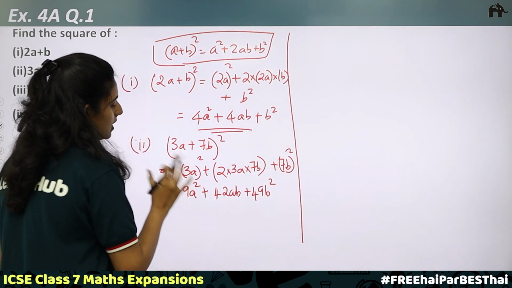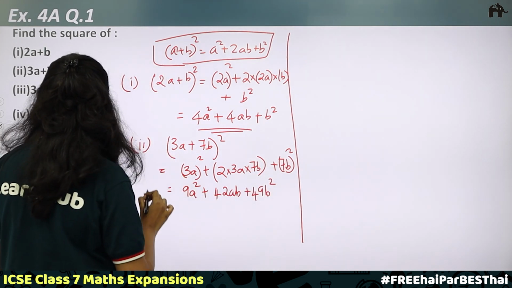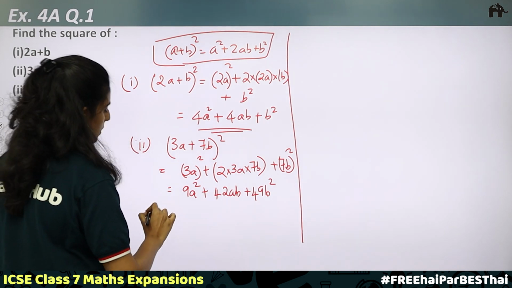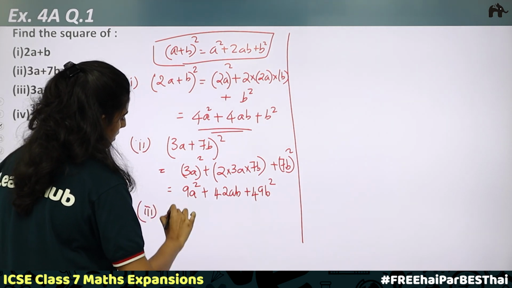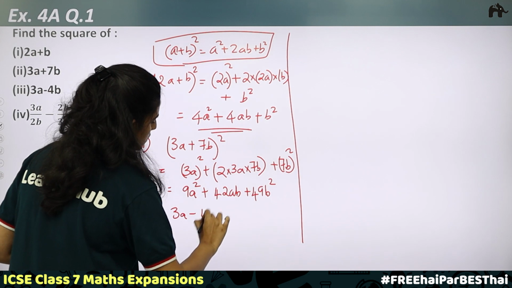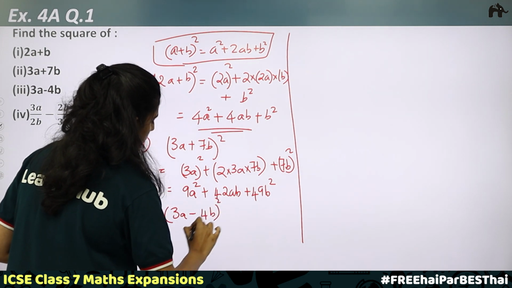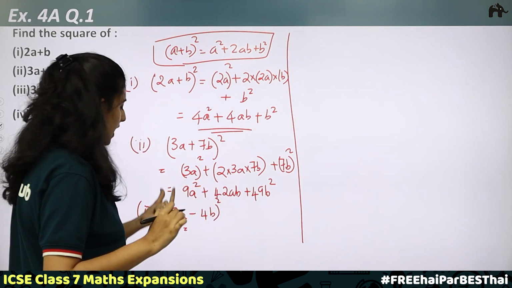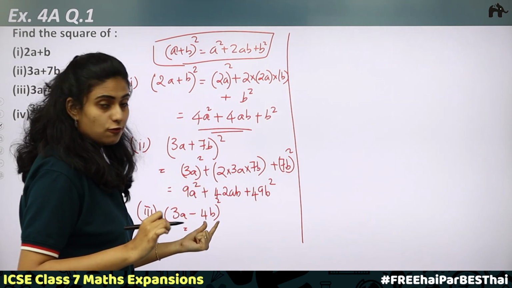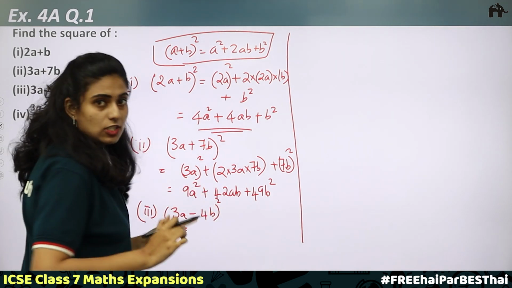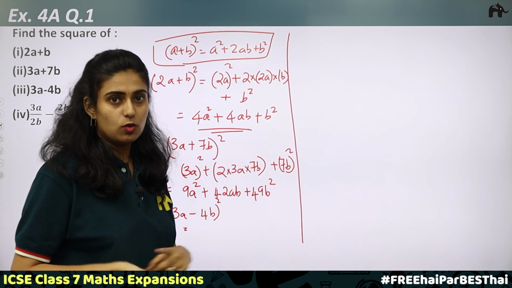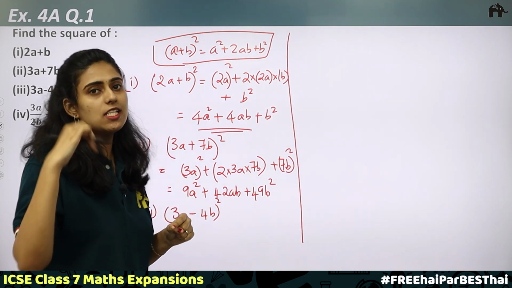So this is for the second one. Now the third, we have to find 3a minus 4b whole square. Here in place of a we have 3a and in place of b we have 4b. So this is of the form a minus b whole square.